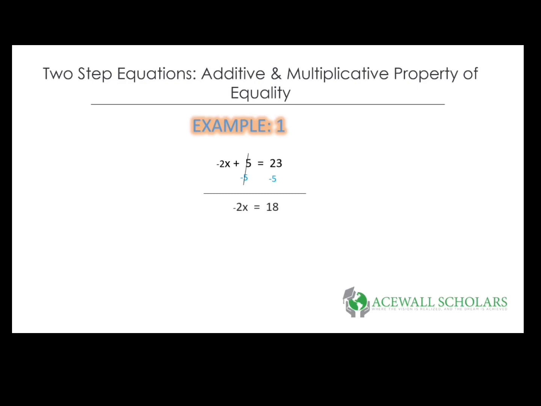We're not done yet. Now we're going to implement the multiplicative property of equality. So we have negative 2x equals 18. What's going on between the negative 2 and the x? Well, they're being multiplied by each other. So we do the opposite to get the x by itself, and we divide on both sides. If we divide by negative 2 on both sides, we get x is equal to negative 9. And that's our answer. Let's move on to example 2.